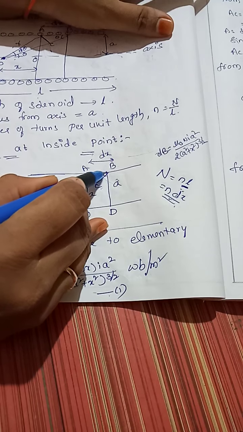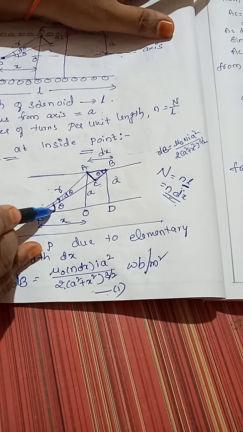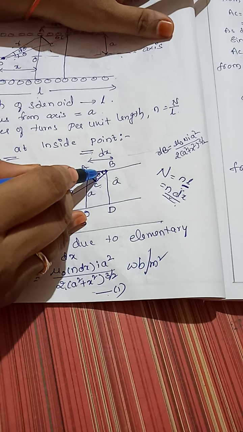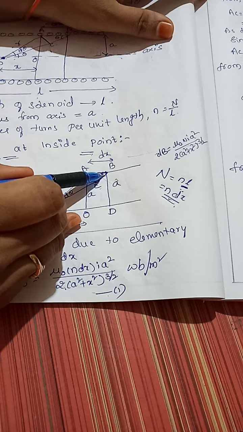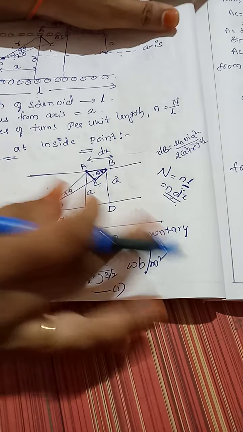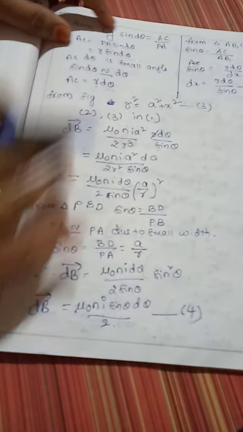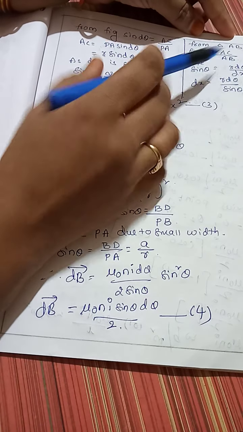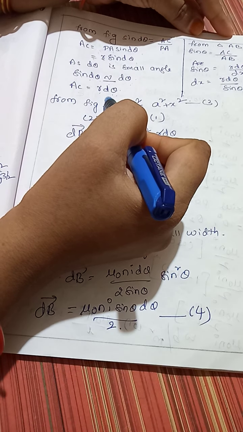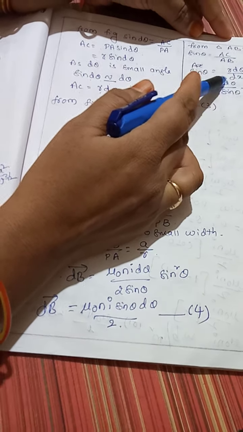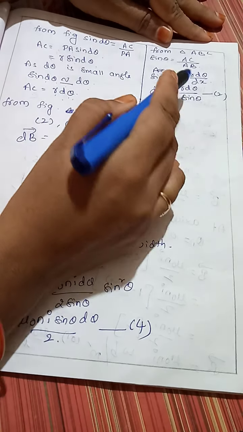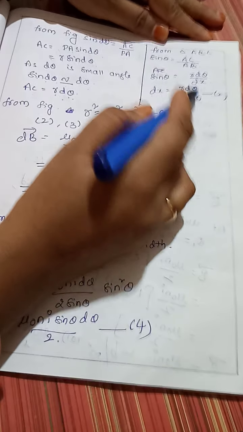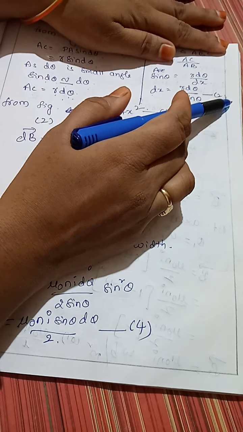Now next, we are taking the triangle ABC. See here the angle is theta, so here also the angle will be equal to theta. So from this, sin theta becomes AC by AB. That is equal to AC, which we already calculated as R d theta, and AB is nothing but the width of the element, that is dx. So from this dx is equal to R d theta by sin theta. Keep it as equation 2.